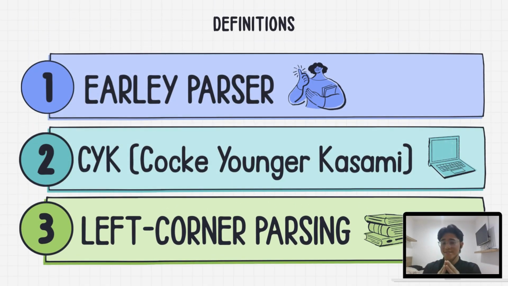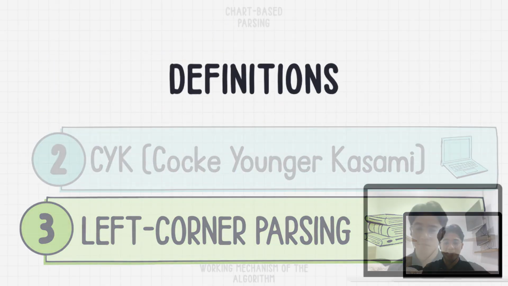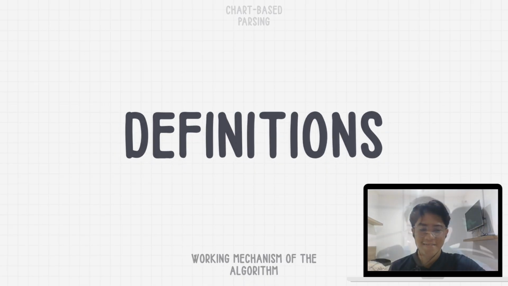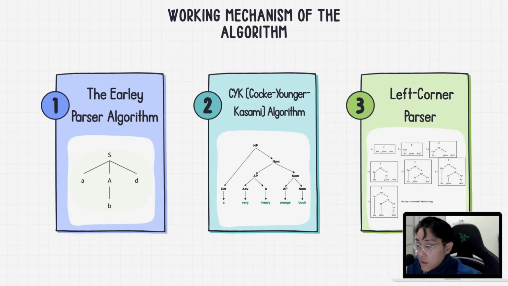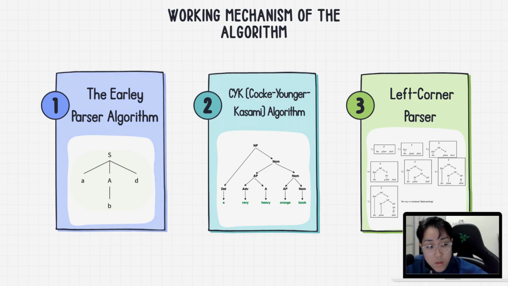So if you still watch until here, which means you already understand the definition for each of the algorithms. So let's move on to the next part. Definition done. For the next slide, we're gonna show you the working mechanism of all the algorithms. As you can see in this slide, we have three algorithms, which are firstly the Earley parser algorithm, the CYK, which is Cocke-Younger-Kasami algorithm, and the left corner parser algorithm. On the next slide onwards, we're gonna show you how the mechanism works for all the algorithms.